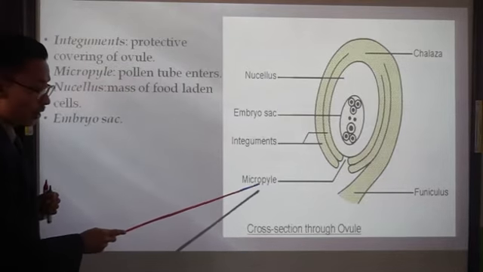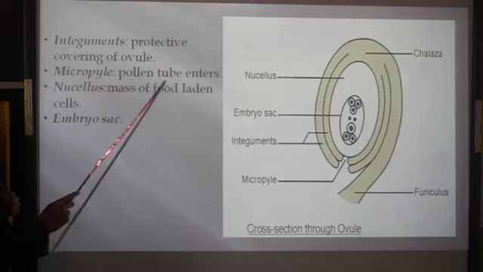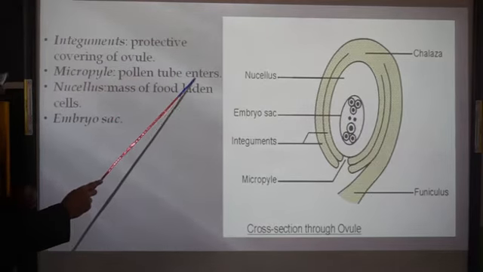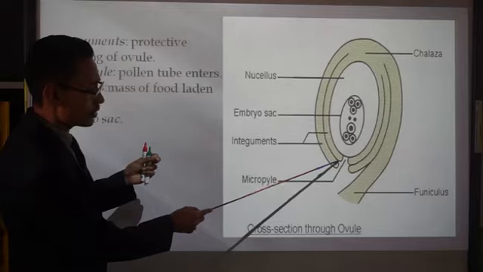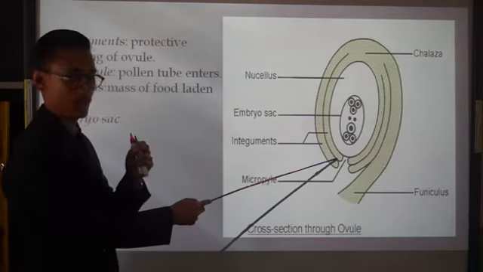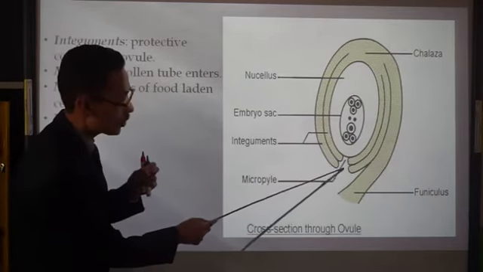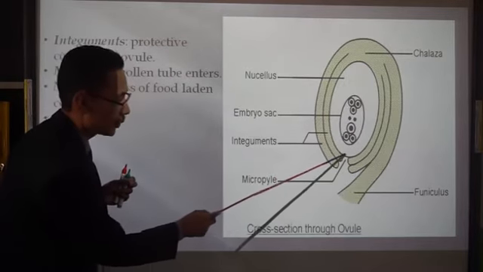What do we call it? We call it micropyle. So you can look over here, micropyle, pollen tube enters. Clear? So what is micropyle actually? It is the particular point of the ovule where the integuments are absent. Clear? And through this micropyle, the pollen tube enters inside the embryo sac.